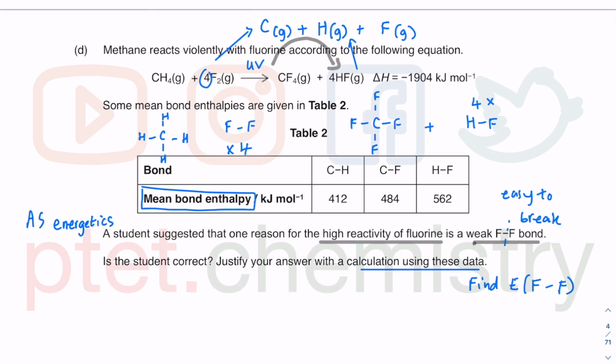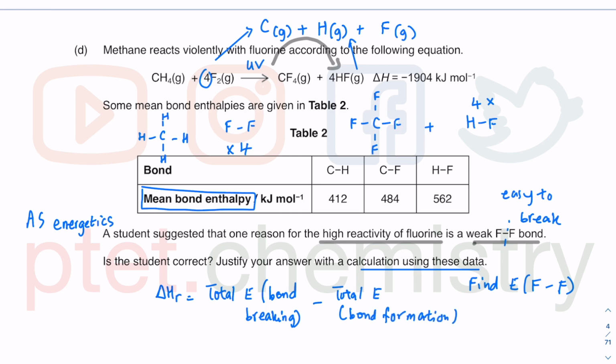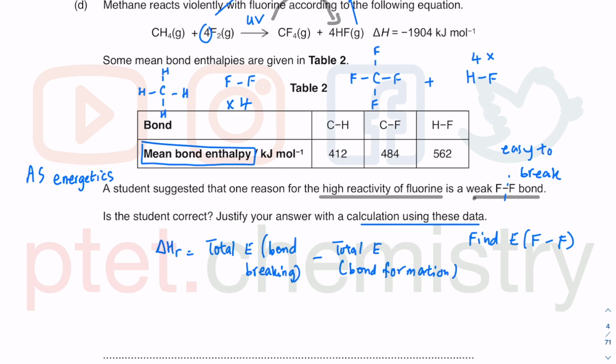So the formula is actually going to be: enthalpy change of reaction is the total energy for bond breaking minus the total energy for bond forming on the other side. I already showed you the bonds that we are forming as well as the bonds we are breaking, so we just need to do the correct multiples. Enthalpy change of reaction is given as minus 1904 kilojoule per mole.